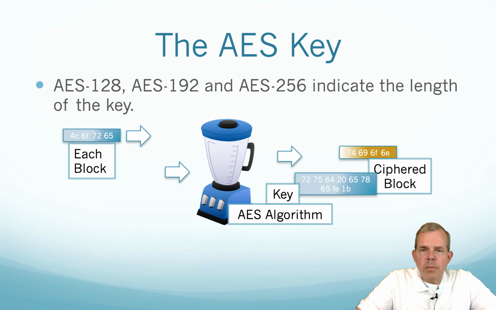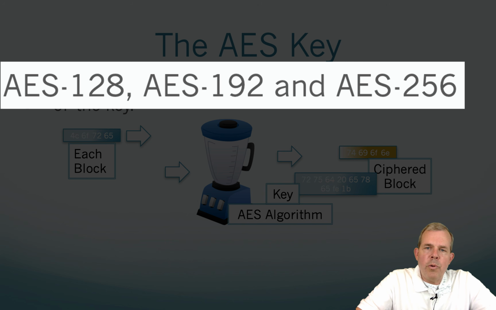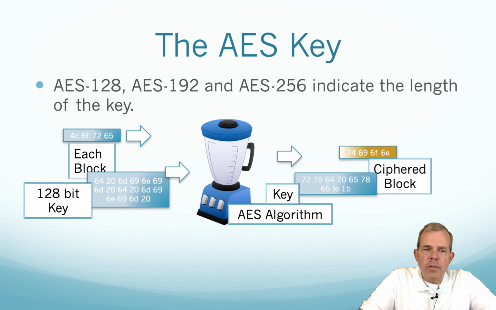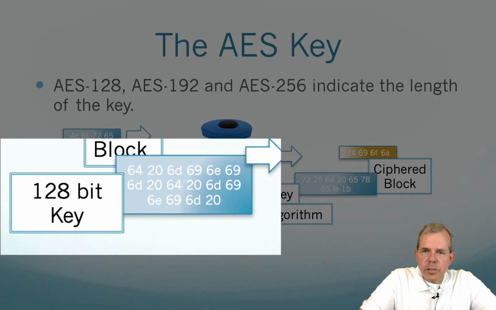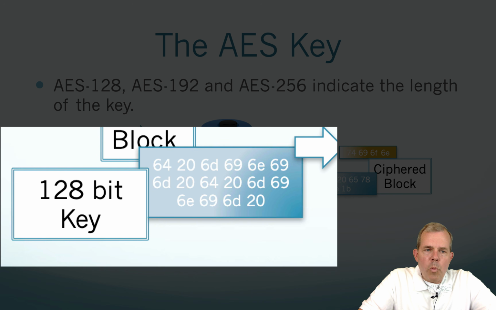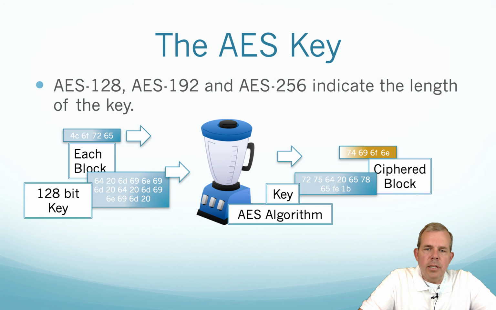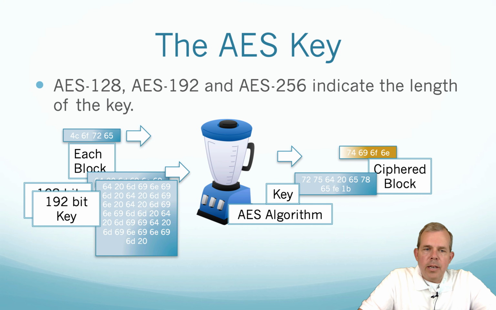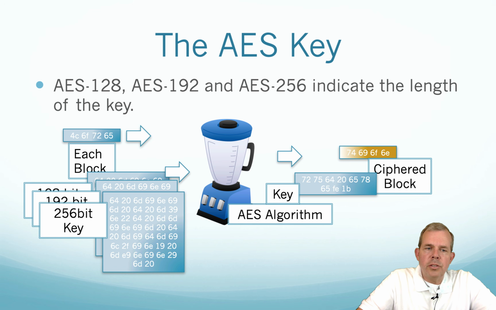So AES comes in 3 flavors. You have 128, 192, and 256. And those numbers indicate the length of the key. So in the least secure model, you have a 128-bit key that goes in, and then you blend the data. Now, if you want to be higher security, you do 192 bits, and the highest security is 256.